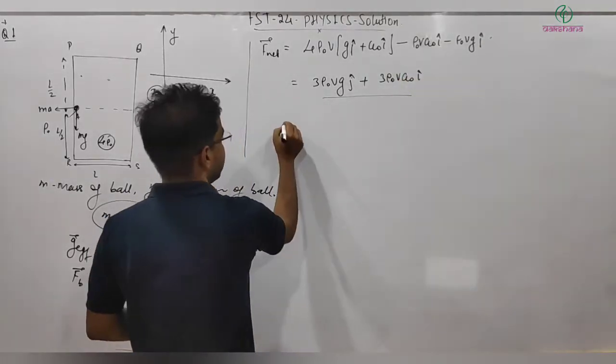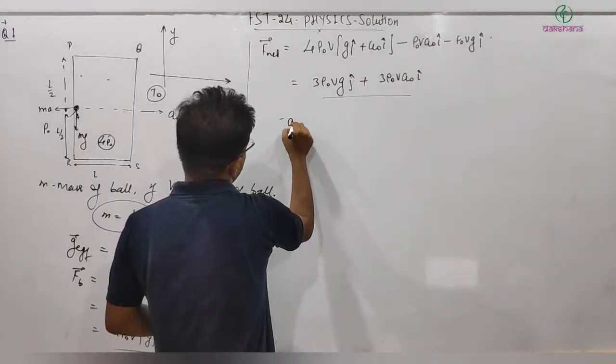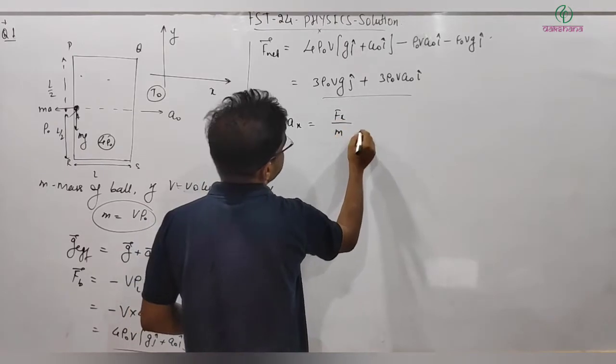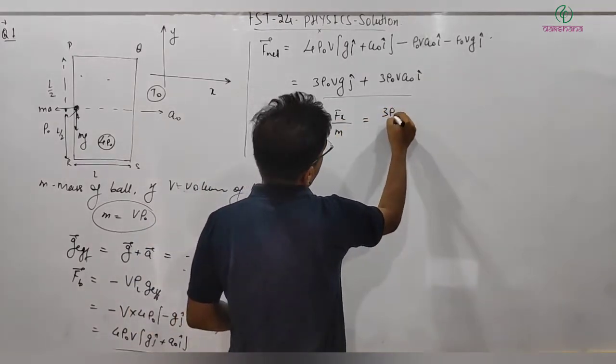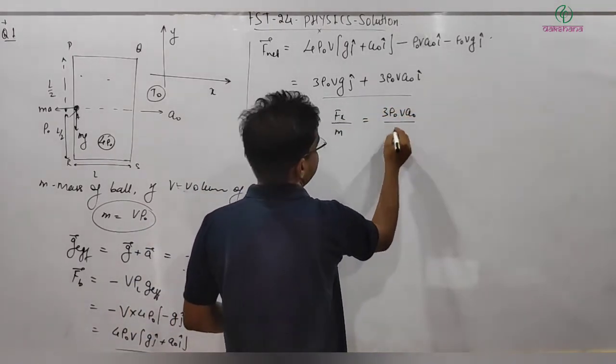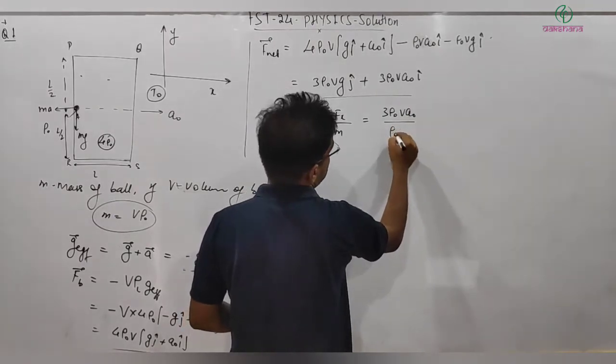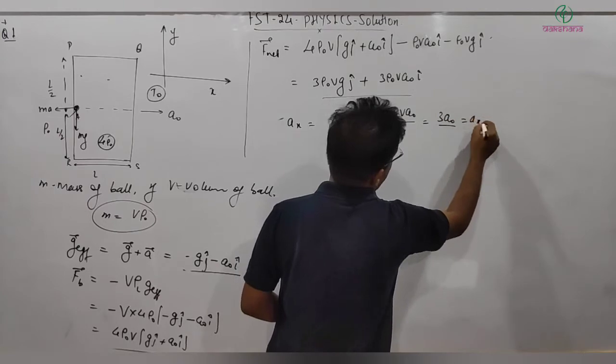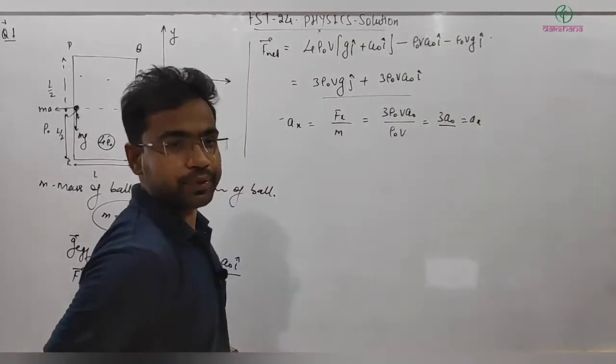So now, based on that, I can write the acceleration in the x direction is equal to Fx divided by m, that is equal to 3 rho naught V a naught divided by the mass, which is rho naught into V, so that is equal to 3 a naught. This is the acceleration of the ball in the x direction, correct?